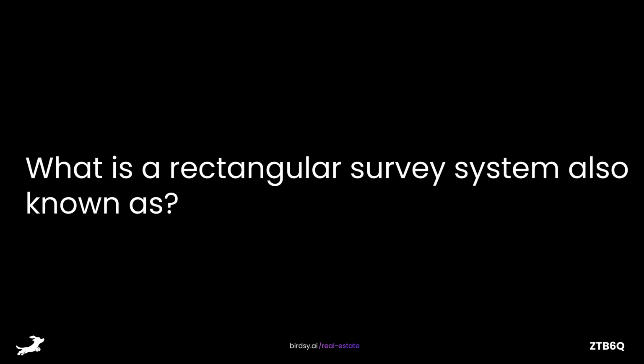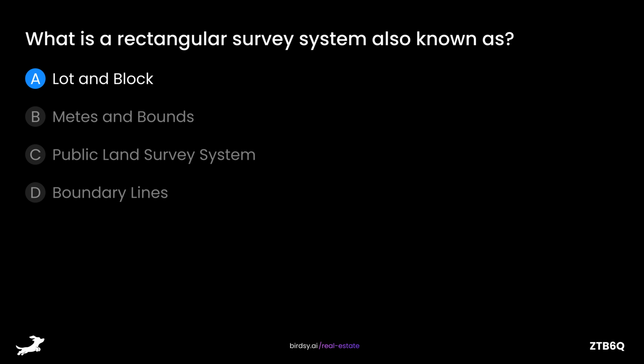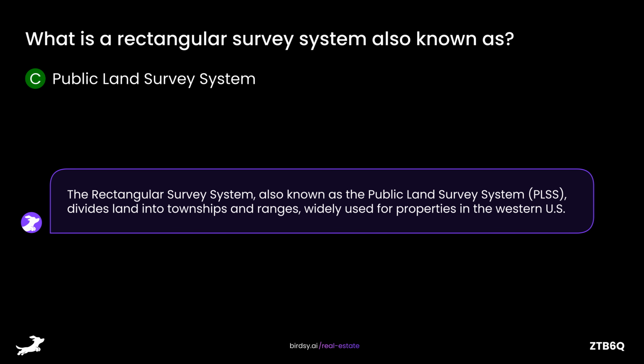What is a rectangular survey system also known as? Is it A, lot and block, B, meets and bounds, C, public land survey system, or D, boundary lines? The answer is C, public land survey system. The rectangular survey system, also known as the public land survey system, divides land into townships and ranges, widely used for properties in the western U.S.